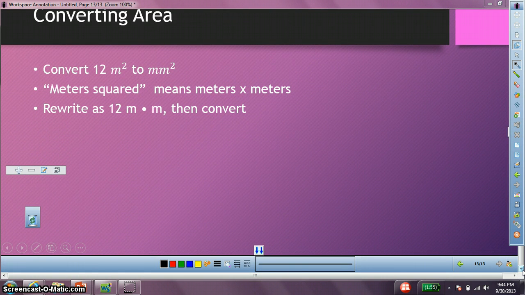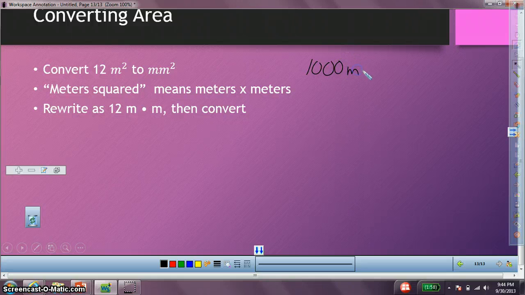The first thing you do is derive your conversion factor. I'm not going to derive it, I'm just going to give it. We know we want to get rid of meters and change into millimeters. So we want meters to be in the denominator. There are 1,000 millimeters in 1 meter. We're going to use this as our conversion factor. We start with our given, which is 12 meters times meters, and multiply by the conversion factor. 1,000 millimeters over 1 meter.